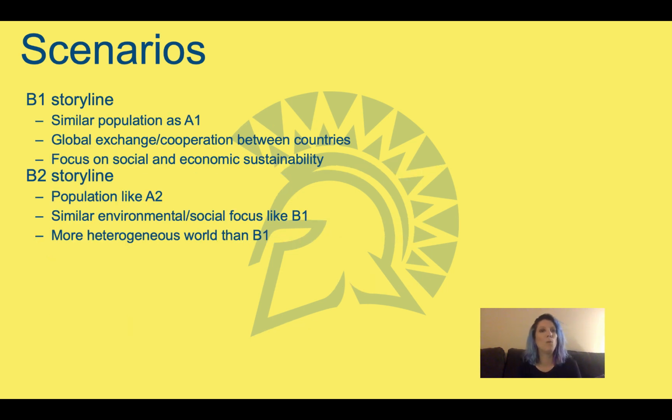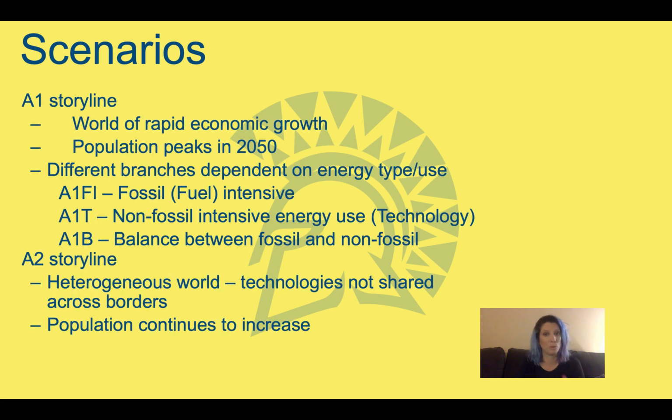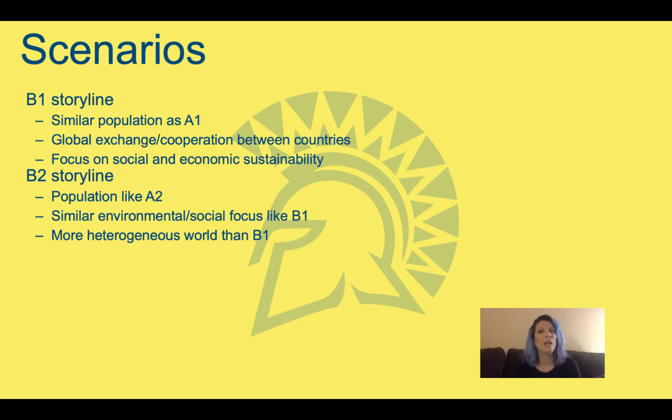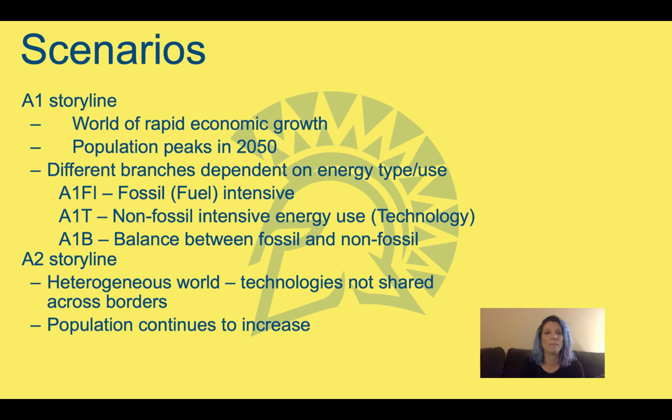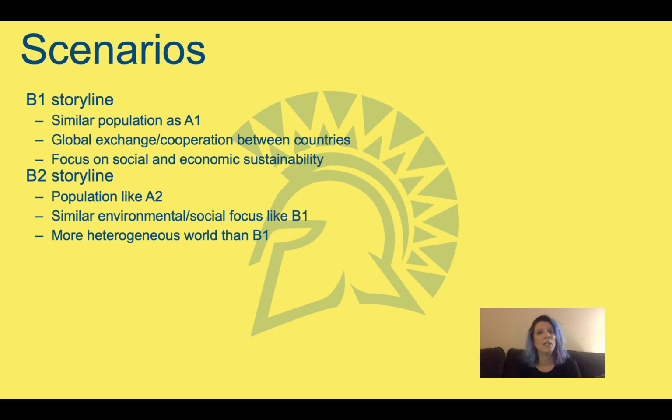The B1 storyline will have a population similar to A1, which would peak in 2050. There is global exchange and cooperation between countries. So there will be cooperation between countries in this scenario, and they'll be focused on social and economic sustainability. The B2 storyline is going to have a population more like A2. And remember, A2 is where the population continues to increase, and B2 has a similar environmental social focus to B1.